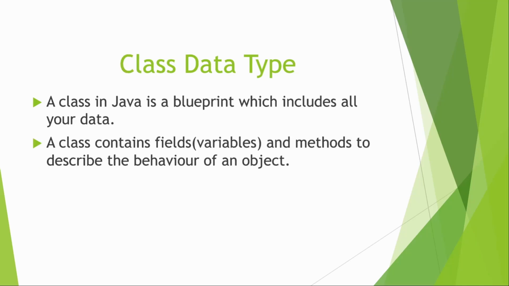Now, class data type. When is the class data type used? The class data type is a user-defined data type from which objects are created. It is like a blueprint which includes all your data. It contains fields, variables, and methods, and it describes the behavior of an object. A class gets invoked by the creation of the respective object.